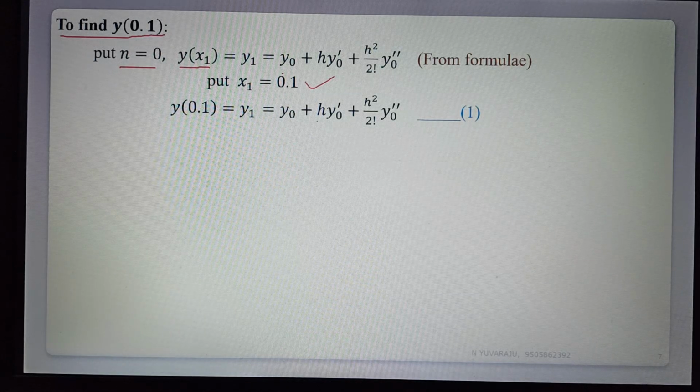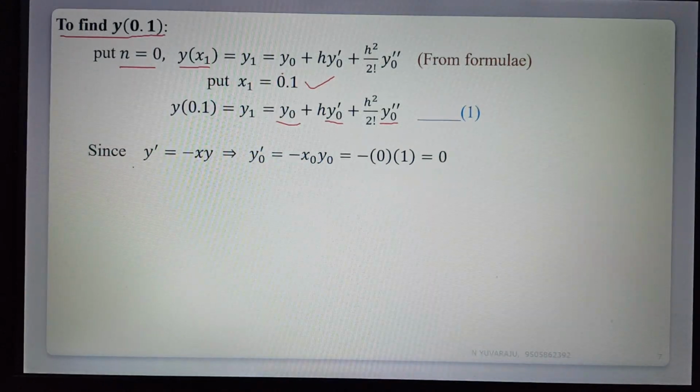Okay now, so next finding the values. y naught is given. Next finding y naught dash, that is already given by dy by dx, and next y naught double dash. Now finding the second order derivative. So y dash is equal to minus xy, so in this equation substituting x equal to x naught, y equal to y naught. So y naught dash is equal to minus x naught y naught, x naught value 0, y naught value 1 already given. So y naught dash is equal to 0.